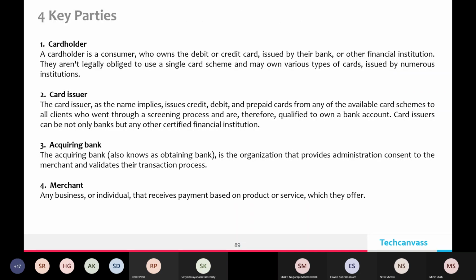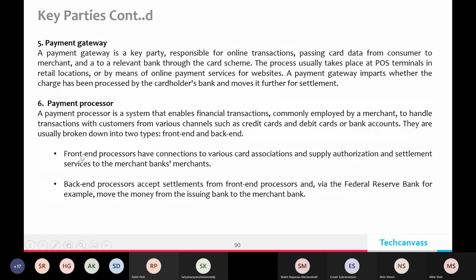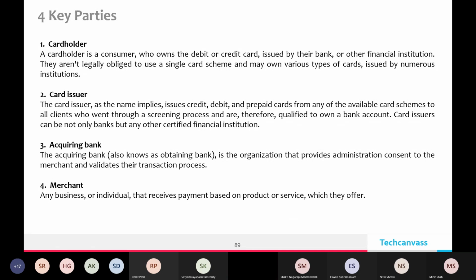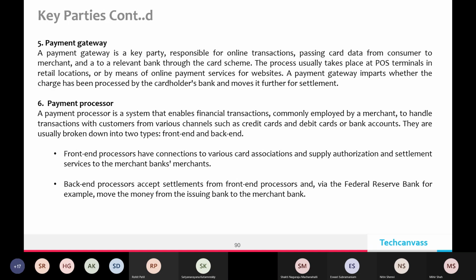So these are the four major parties in any card transaction. Without these four parties, a transaction cannot happen. Sometimes we call it a three-party model, where the acquiring bank and the issuing bank are the same. The card issuer and the acquiring bank are the same, then we call it the three-party model. Otherwise, generally the four-party model is followed, where you have the cardholder, card issuer, bank and merchant. We'll go through how the process flow works for both the three-party and four-party models in the coming slides.